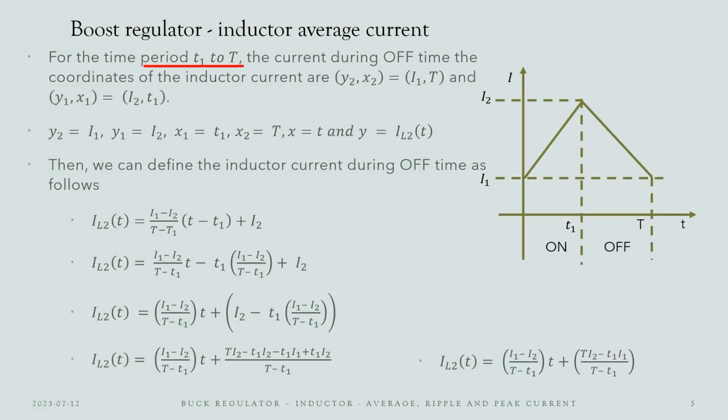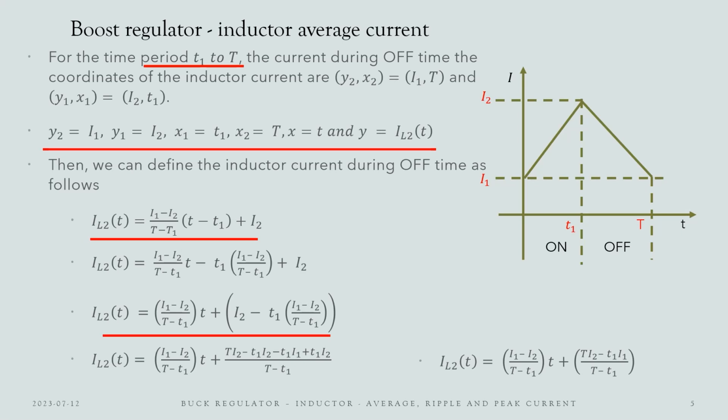For the time period t1 to t, the coordinates of the inductor current are given as y2, x2 equal to I1, t and y1, x1 equal to I2, t1. This means y2 is equal to I1, y1 is equal to I2, x1 is equal to t1, x2 is equal to t, x is equal to t, and y is equal to IL2 of t. With this, we can write the falling current of the inductor as shown here. Let us group all the constants and the ones with variables together. We get this equation. Let us simplify it. Now we get this as our falling current.